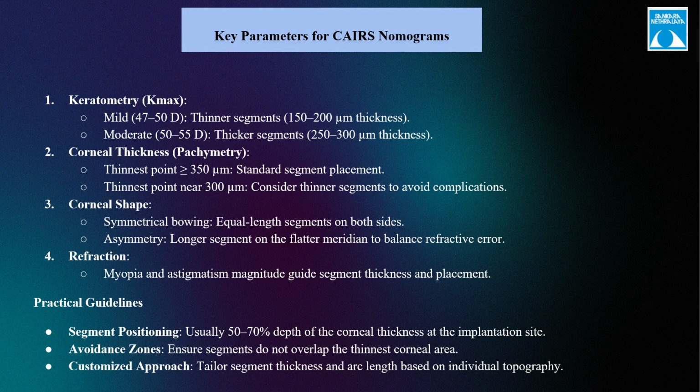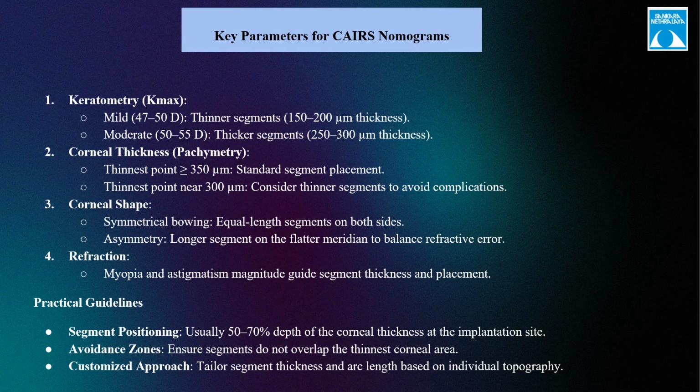Corneal pachymetry, 350 is the standard segment placement in this column. Corneal shape, in this we have a symmetrical bowing. If we have a symmetrical cone, equal length segments are being placed on both sides. If we have an asymmetrical cone, a longer segment is being placed on the flatter meridian to balance the refractive error. For refraction, we are considering the myopia and the astigmatism magnitude to guide segment thickness and placement.